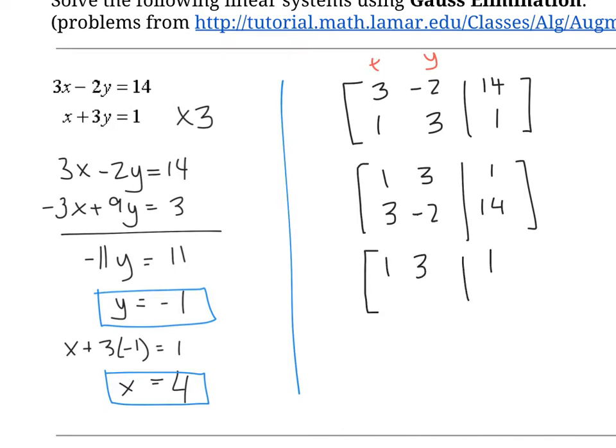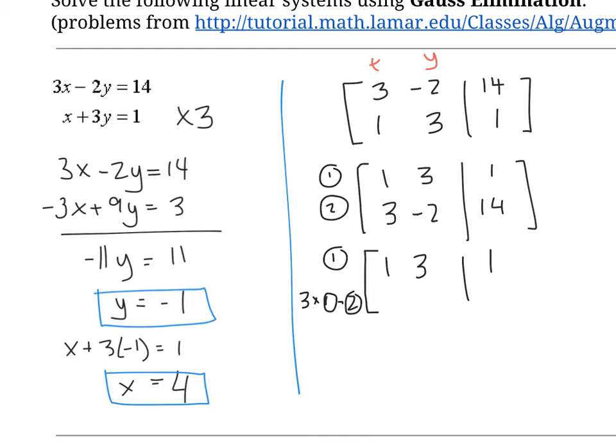In my second row, in order to eliminate that 3 down there in the bottom left corner, I would need to do 3 times my first equation to match up those 3's, and then subtract my second equation. So if we call this equation 1, and we call this equation 2, 1 is going to stay the same down here. But in the second row, I'm going to do 3 times equation 1 minus equation 2. There's a minus sign in there.